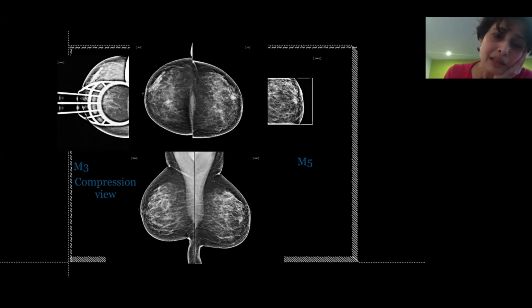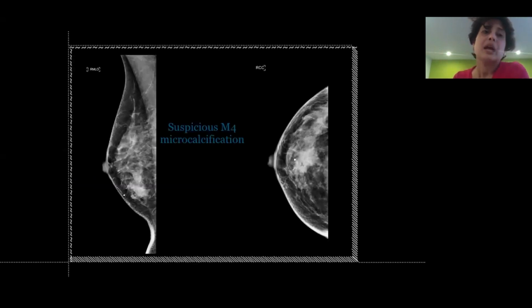So up until now, we've seen the MLO views, that is the mediolateral oblique, the CC craniocaudal, and the compression views. So there are further views that could be employed for things like microcalcification. So this is the right breast MLO and CC views, and it shows an area of microcalcification in the lower half of the right breast. So line drawn back from the nipple going towards the pectoralis major muscle on the MLO. The area below this line, there is microcalcification.